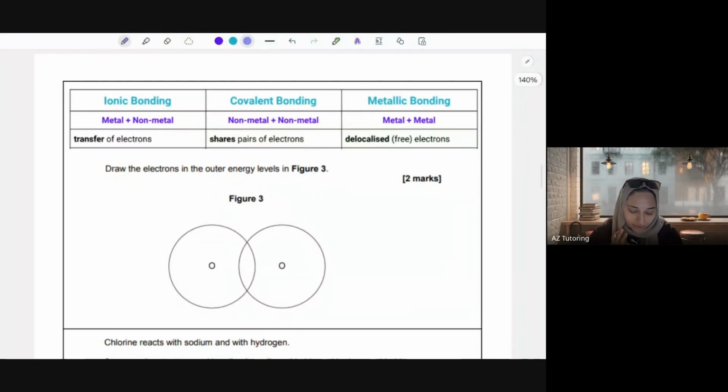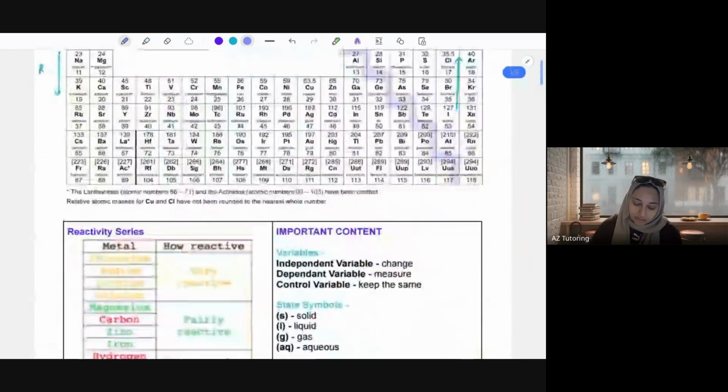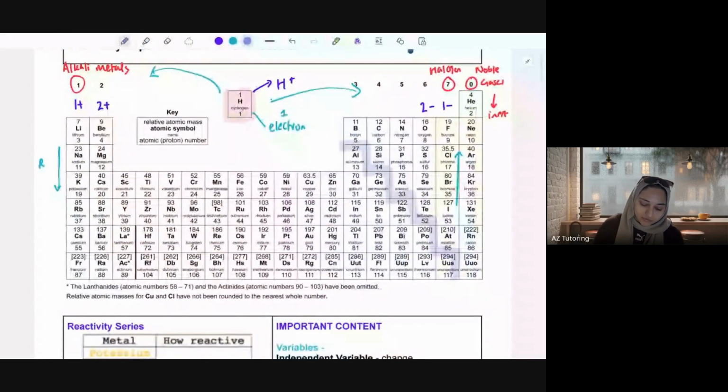Okay, let's talk a little bit about bonding. They could give you any molecule or compound in the exam, and they could ask you to identify what bonding is this. All you have to do is check, is it metal or non-metal? To identify if it's metal or non-metal, look at the periodic table. You've got your little step here. If it's to the left of that step, it's a metal. If it's to the right of that step, it's a non-metal.